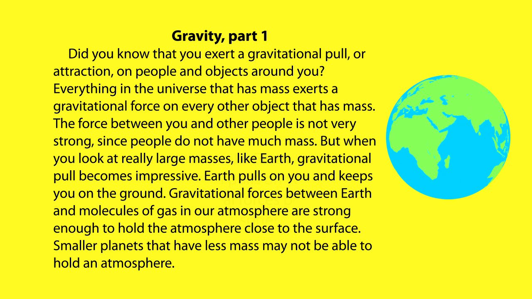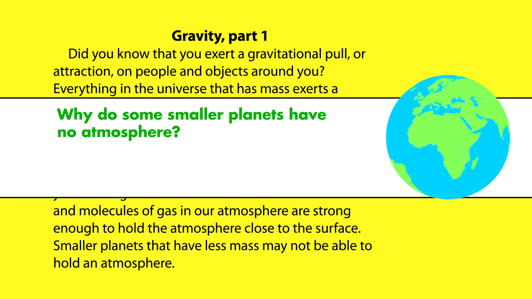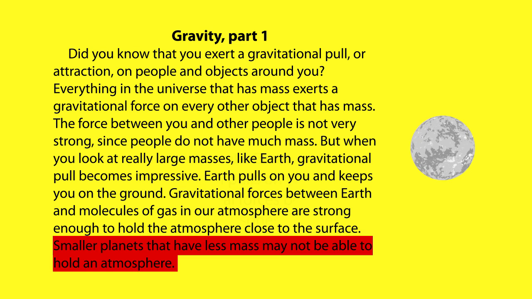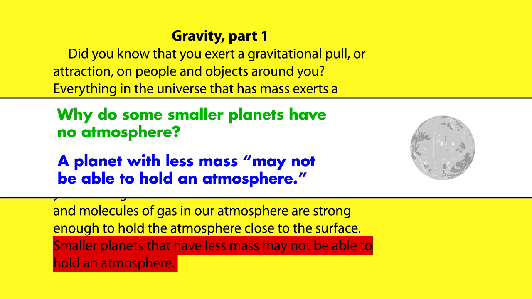For example, you might be asked, why do some smaller planets have no atmosphere? Evidence in the text gives you the answer. Quote the evidence when you answer the question. A planet with less mass may not be able to hold an atmosphere.